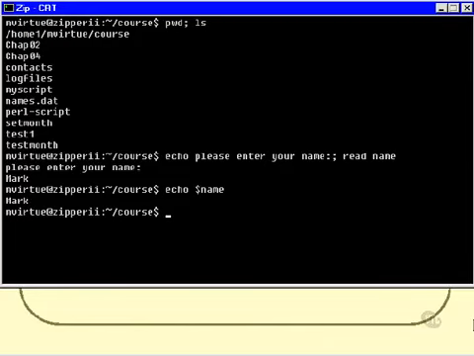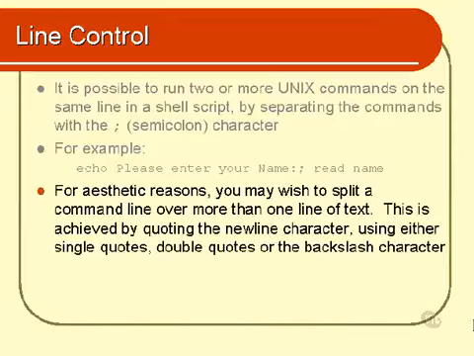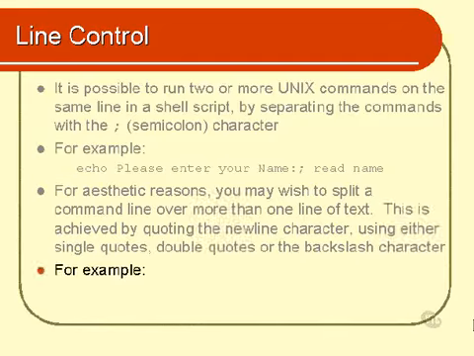Let's have a look at the second line control option. Occasionally, for aesthetic reasons, you may wish to split a command line over more than one line of text. Now this is actually not too difficult to do. You've actually seen a couple of ways of doing it already by surrounding the text with single or double quotes, but occasionally you want to do it when there is actually no appropriate use of quotes at all. So in that case you can use the backslash character.